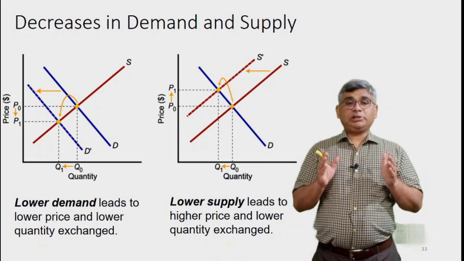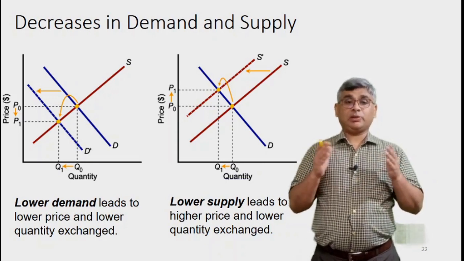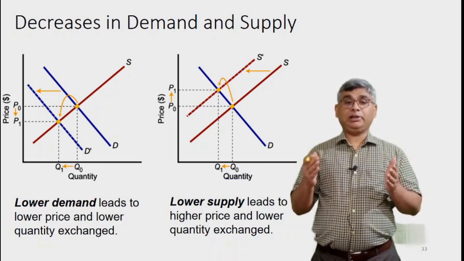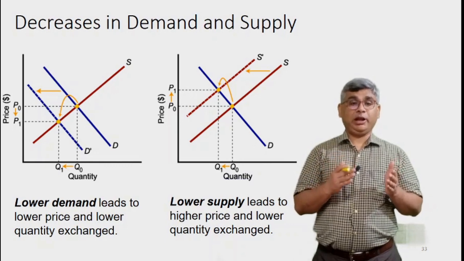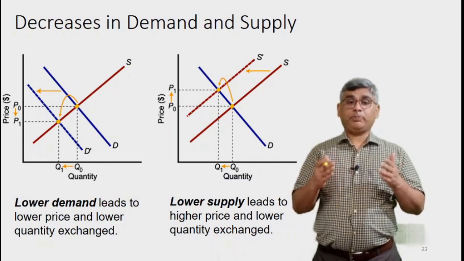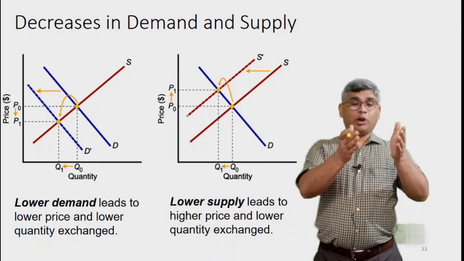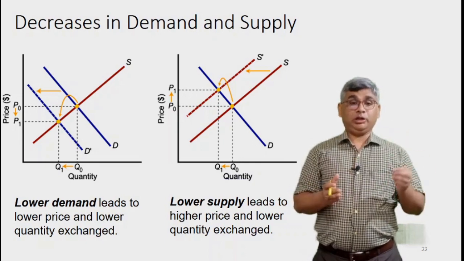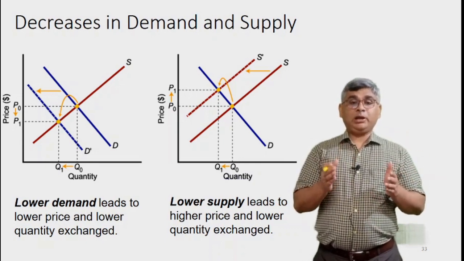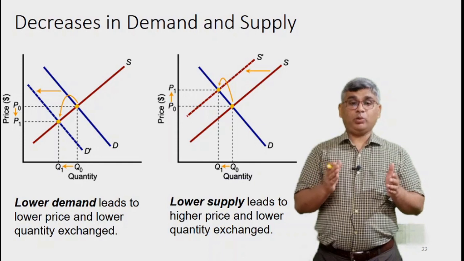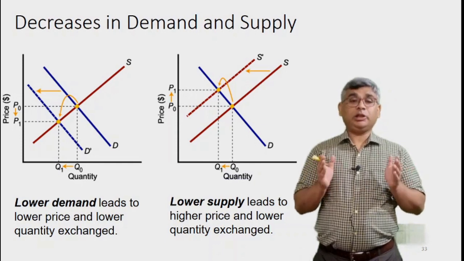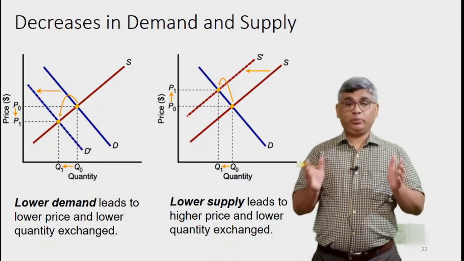Similarly, consider a decrease in demand. If the supply curve remains the same and there is a decrease in the demand, what will happen? Automatically the price will fall. This is quite evident from the figure on the left: lower demand leads to lower prices and lower quantities exchanged when the supply remains fixed.